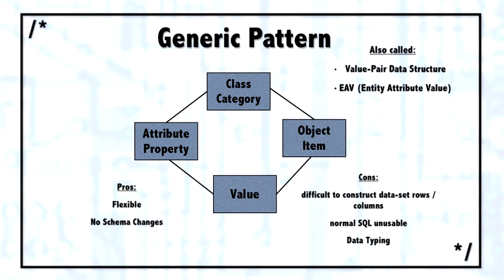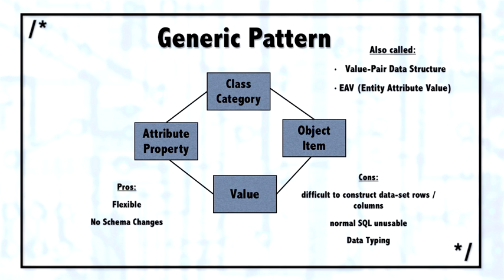On the positive side, the generic pattern allows you to be very flexible with your logical schema changes. You can add classes, you can add attributes and properties without any changes to the schema at all on a physical level. It's just the 4 tables. However, even though this can be very appealing, it is difficult to extract data out using normal SQL. There's also a data typing problem because the value table then has to store everything in a single data column, usually an nvarchar data type, so it can store almost anything you want to put into it.